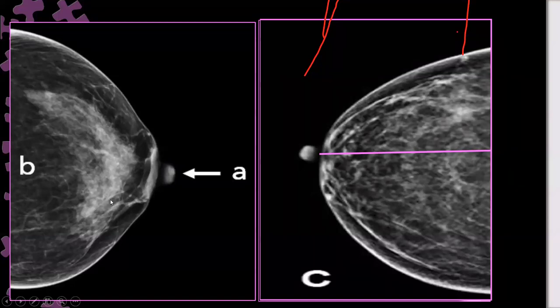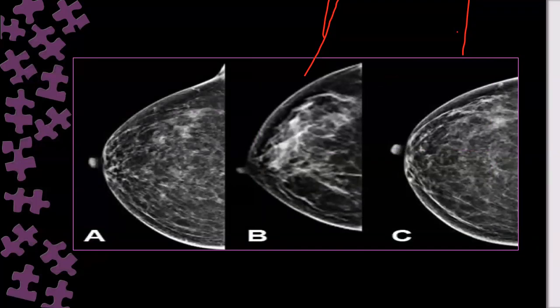And this is definitely optimal. Though it is cut, I could see the retromammary fat on both sides, and the nipple is central, so it's accepted. When we compare the nipple here, this is the same patient. Here it is corrected. Here it is tilted medially, here tilted laterally, and here it's corrected.